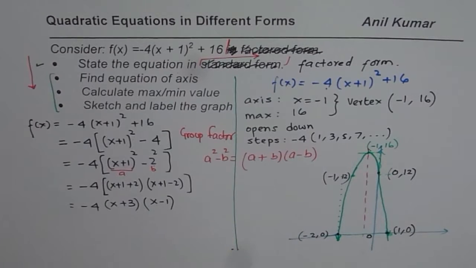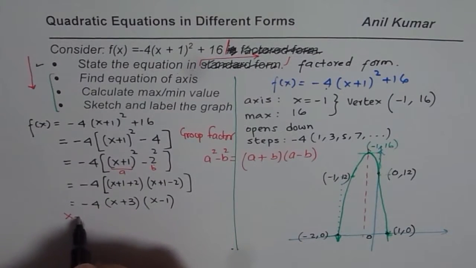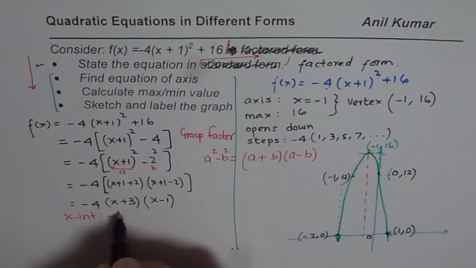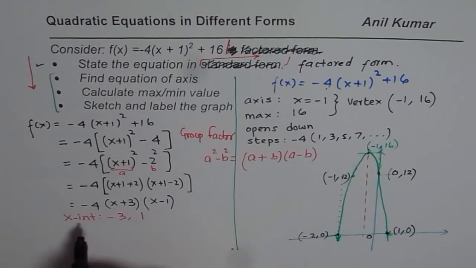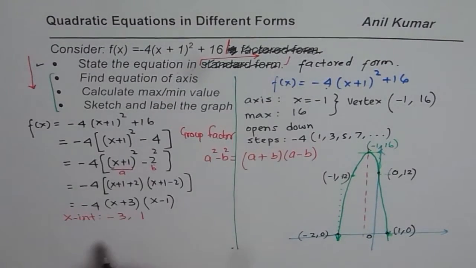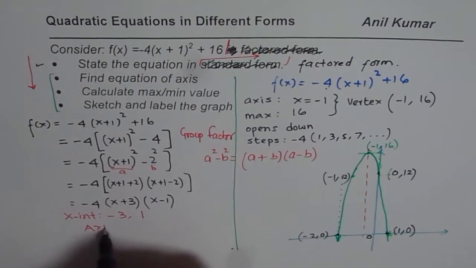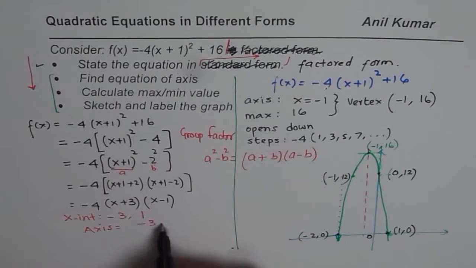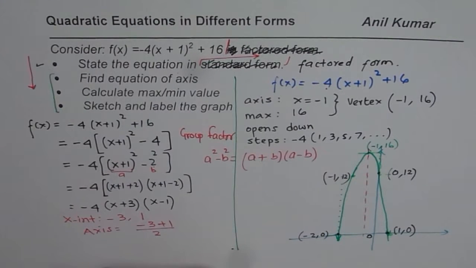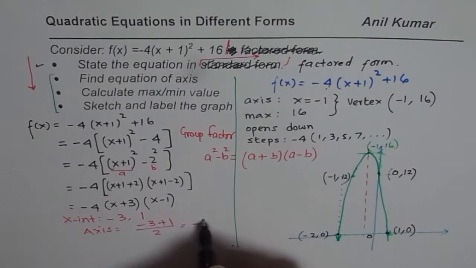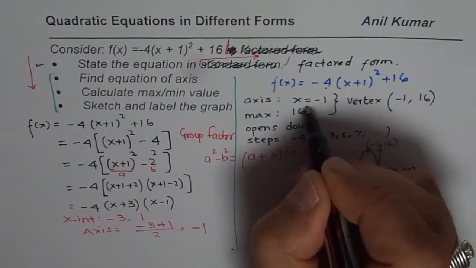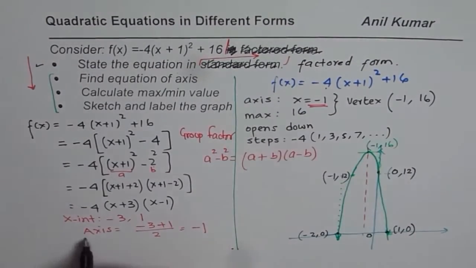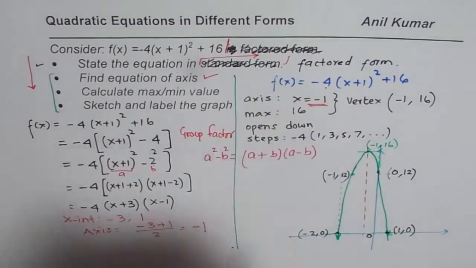Now, once you factor, then you know very clearly the x-intercepts are at -3 and 1, right? Since the x-intercepts are at -3 and 1, we can get the axis of symmetry, which lies between these two. So we'll just add them up, -3 and 1, divided by 2, and that gives us a value of -1, which we started with. Do you see that? The axis of symmetry is x = -1.